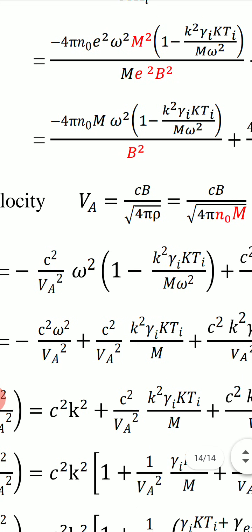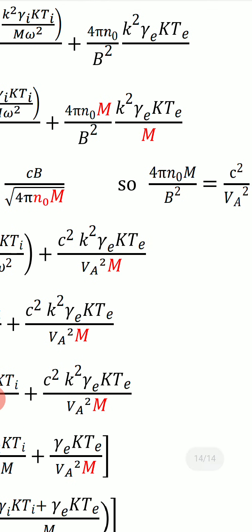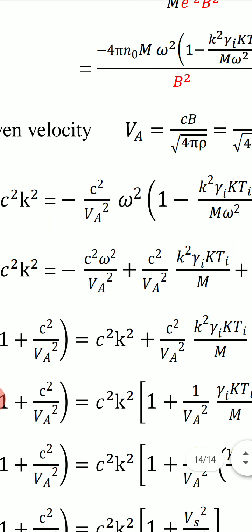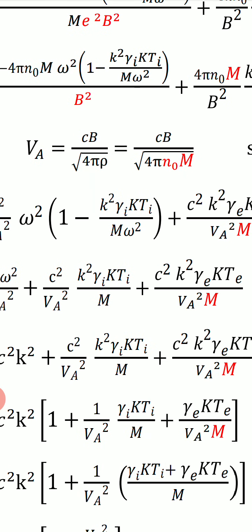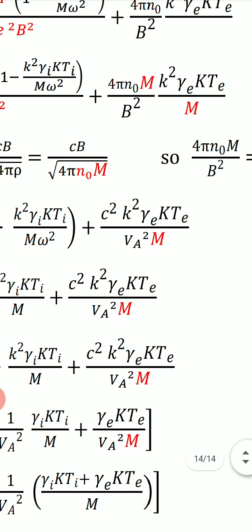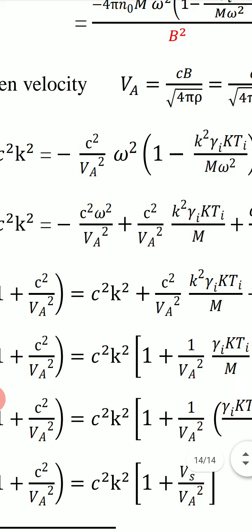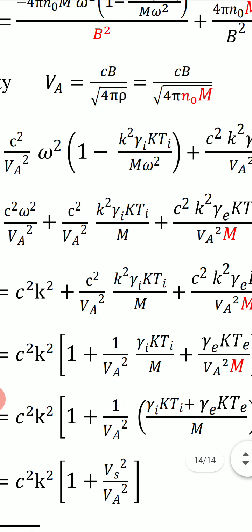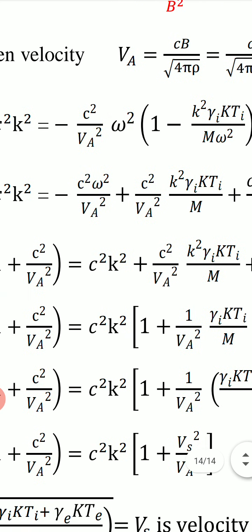So in the first and second term of right hand side, we put 4 pi N0 M upon B square as C square upon VA square, and then omega square minus C square K square becomes this, minus C square upon VA square omega square into 1 minus K square gamma I K T I upon M omega square plus C square K square gamma E K T E upon VA square M. Simplify this equation, solving this bracket, and we get now these three terms in right hand side.